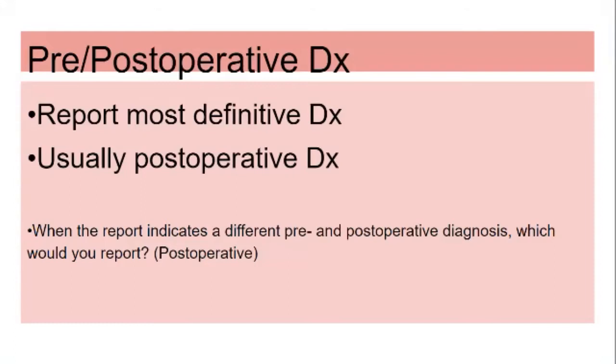Pre- and postoperative diagnoses. Report the most definitive diagnosis. It's usually the postoperative diagnosis. So let's talk about this question. When the report indicates a different pre- and postoperative diagnosis, which would you report? You're going to report the postoperative, because sometimes they think you have one diagnosis and then they get in there to do the procedure and they find that your diagnosis may be a little bit different. So you need to pay close attention to that.